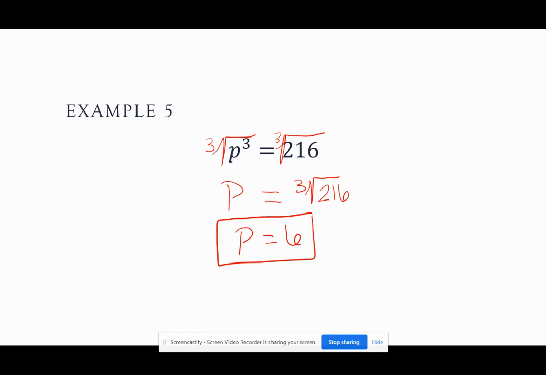And then I can do a little check. My original equation was p cubed equals 216. I found out that p is 6, so I just plug that in. So does 6 to the third power give me 216? That's just 6 times 6 times 6. Or you can just put 6 caret 3 into your calculator, and you do get 216.